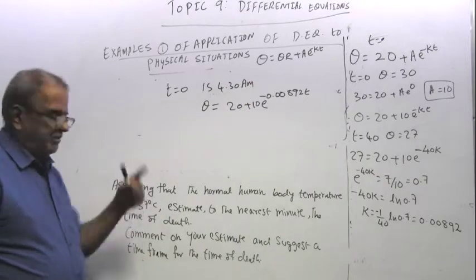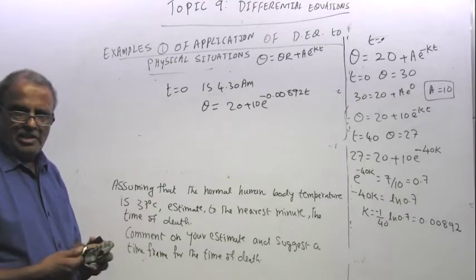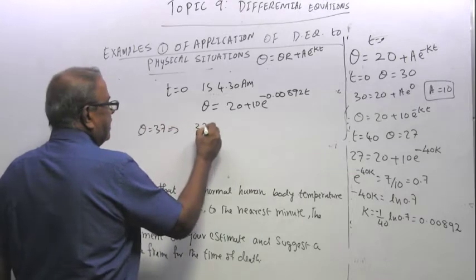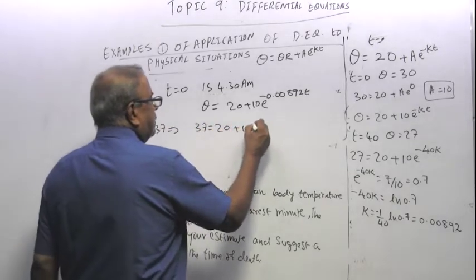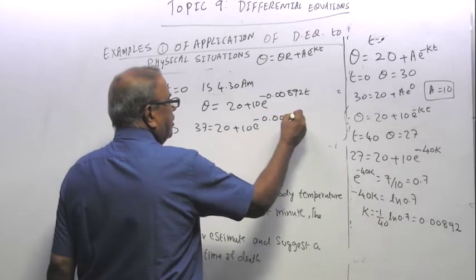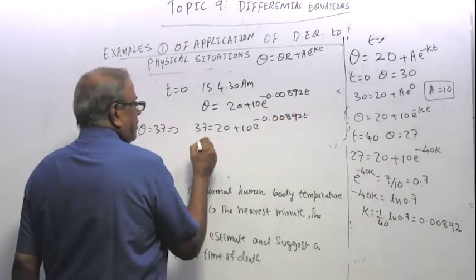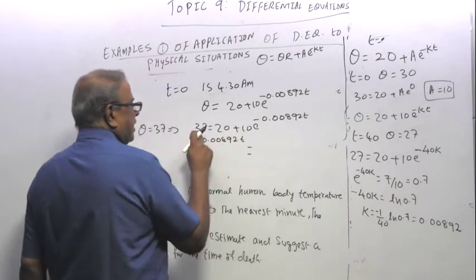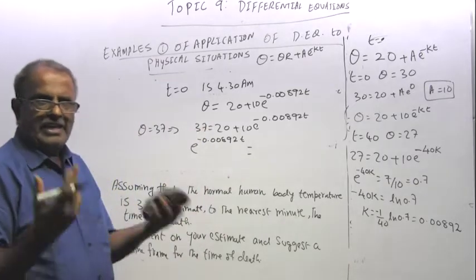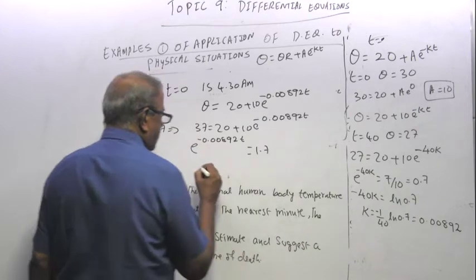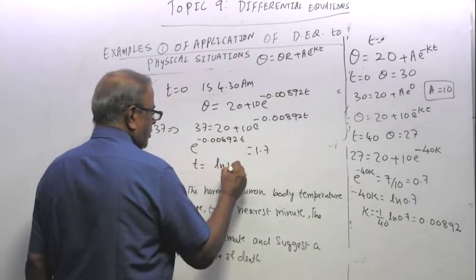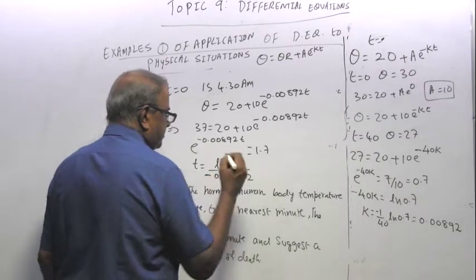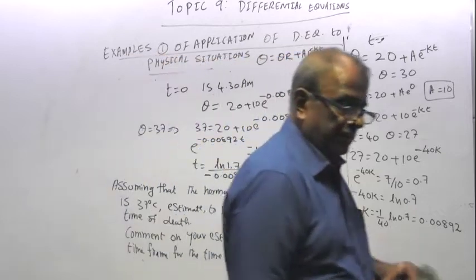The man was alive when his temperature was 37 degrees Celsius. So you assume theta to be 37. What do I get? 37 equal to 20 plus 10 e power minus 0.00892 t. So e power minus 0.00892 t equal to 37 minus 20 is 17. 17 divided by 10 is 1.7. So t equal to ln 1.7 divided by minus 0.00892. The answer for t will be negative.